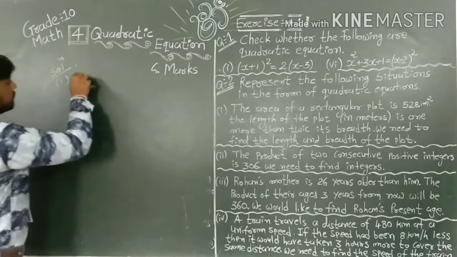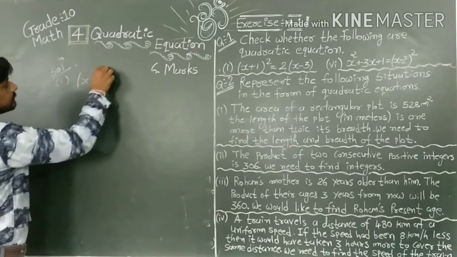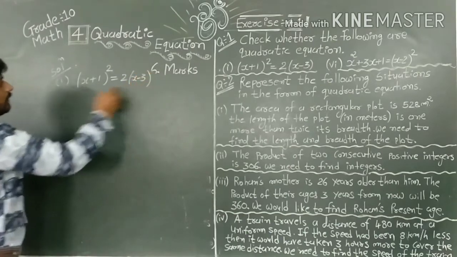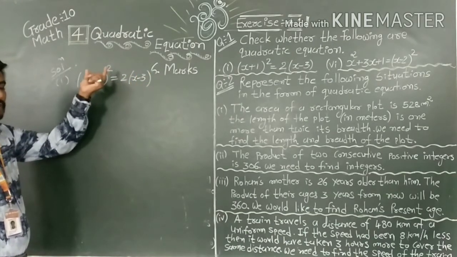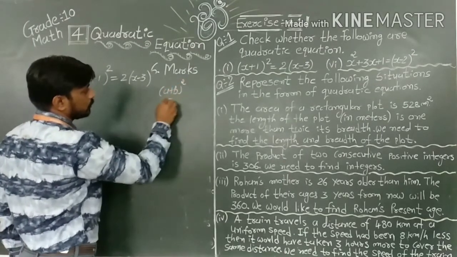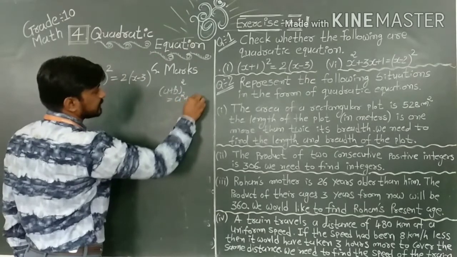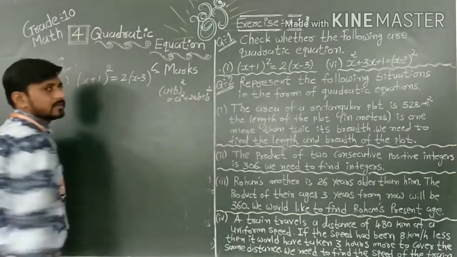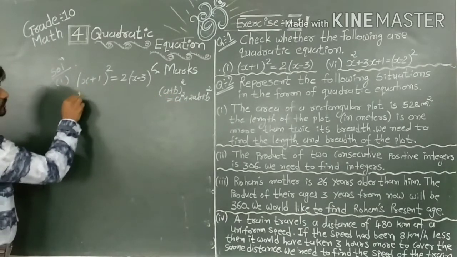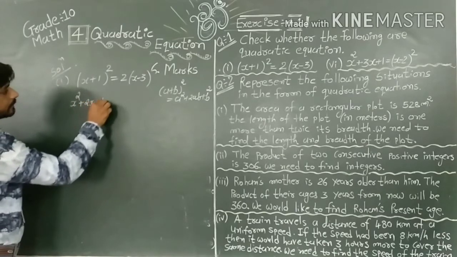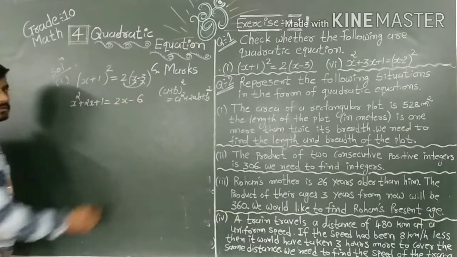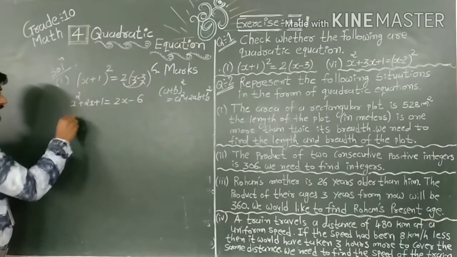What is our equation? X plus 1 whole square is equal to 2 into x minus 3. Now expand this whole square, and you know the expansion of a plus b whole square. You all know that it is a square plus 2ab plus b square. Now I apply this formula here. What happened? X square plus 2x plus 1, and multiply 2 with both the terms: 2x minus 6.